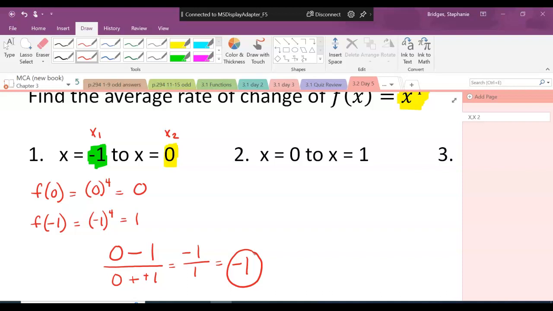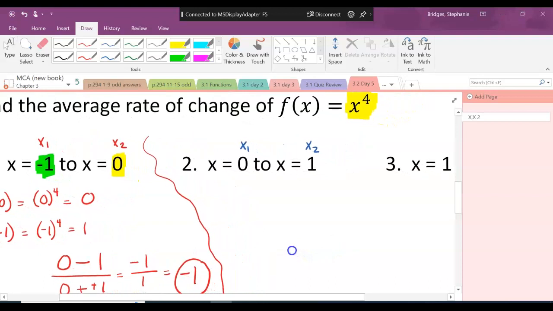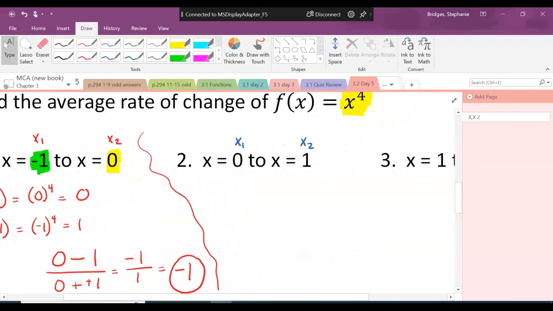Do we need to do one more together and let you try after that, or do you want to try number 2? Okay, let's do this one together then. Remember, the first one is x sub 1, second one is x sub 2. The function is still the same. It is still the x to the fourth function. We're just changing the values that we're finding the average rate of change between.